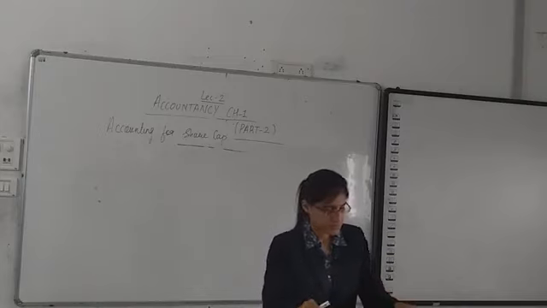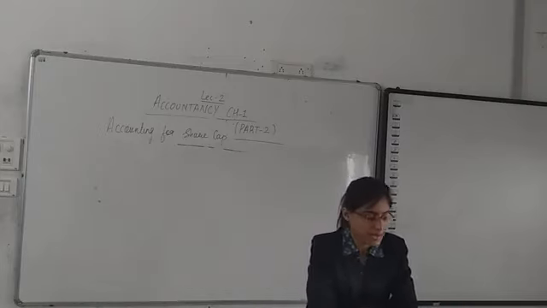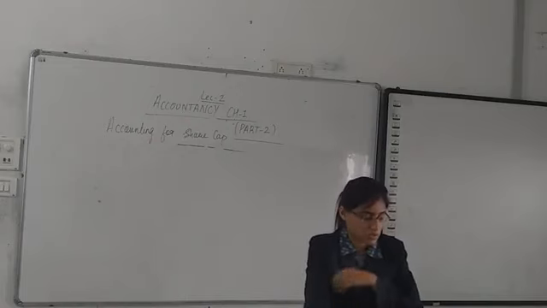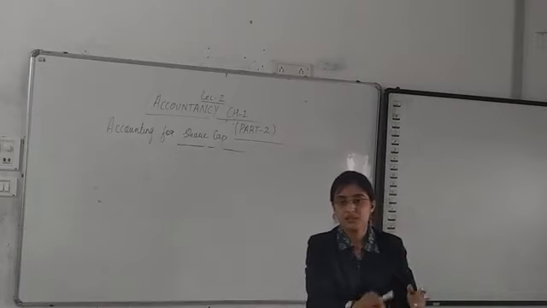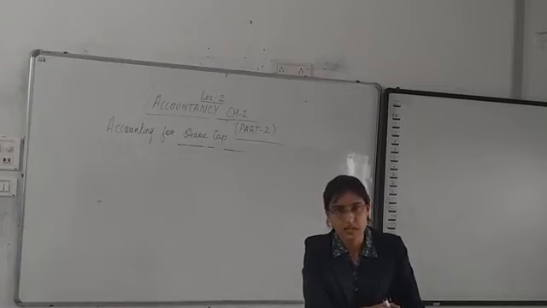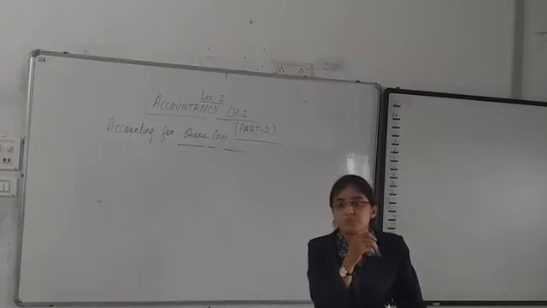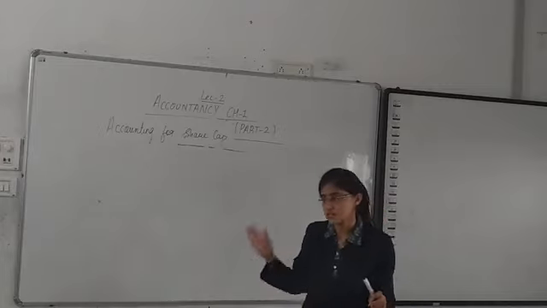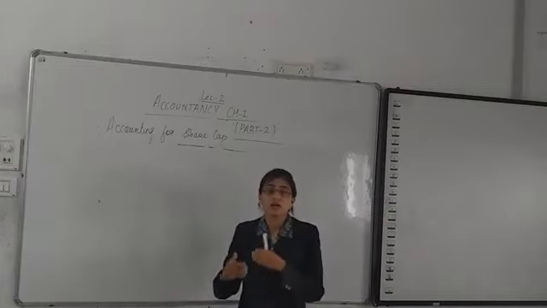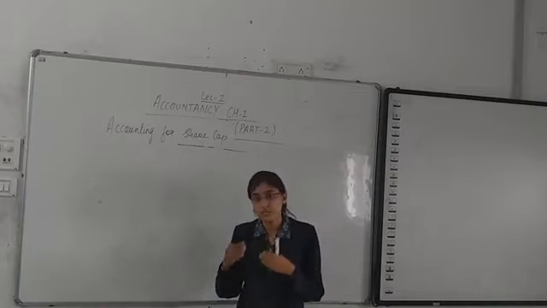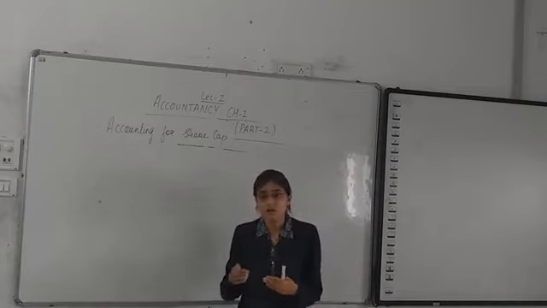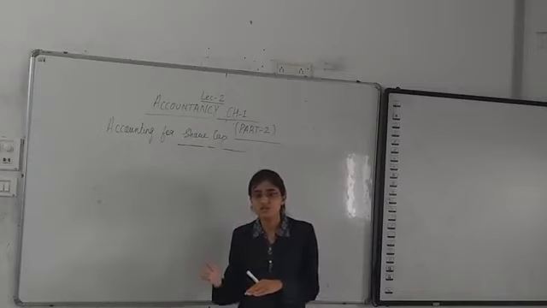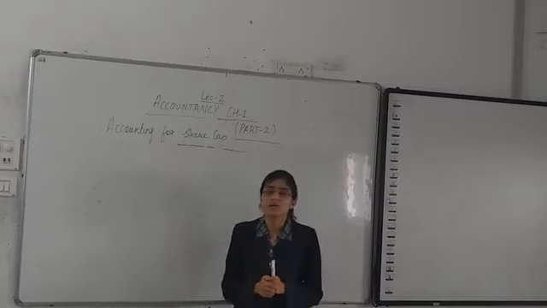On page number 10 in your textbook, we have completed journal entries up to 5. I repeat, in your textbook, page number 10, we have understood the journal entries till 5. First, when application money is received. Second, when the applications are rejected and money is refunded. Third, when the amount of application is transferred to share capital account.